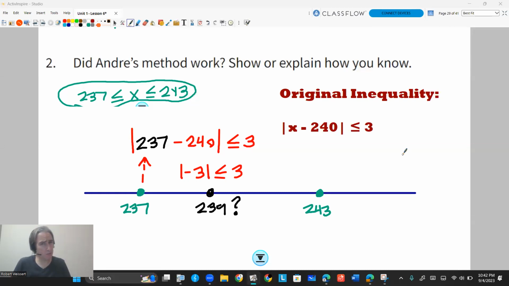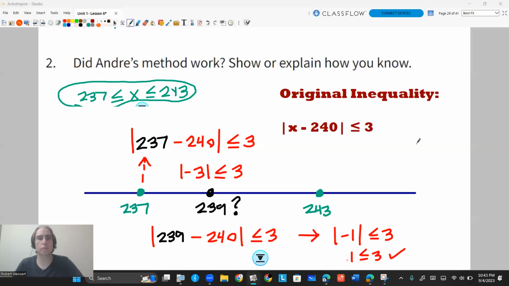Maybe 239? Would that work? Let's try it out. That totally works, because if I throw in 239 into the absolute value inequality, I'm going to get -1. But when I take the absolute value of -1, I get 1, which is less than or equal to 3. So what about all the other stuff to the left and right?